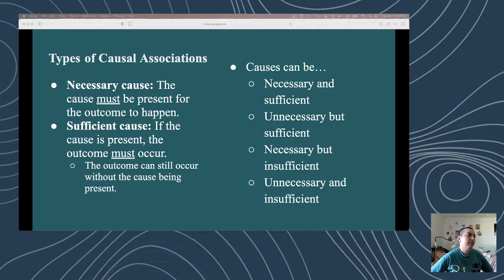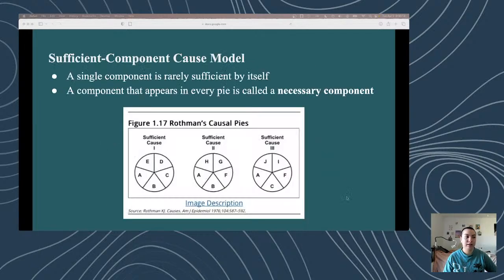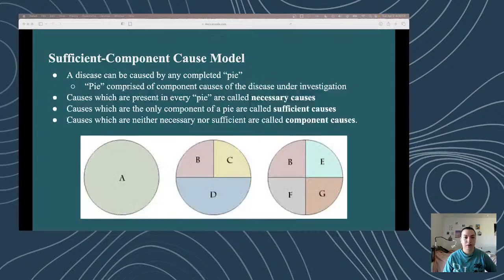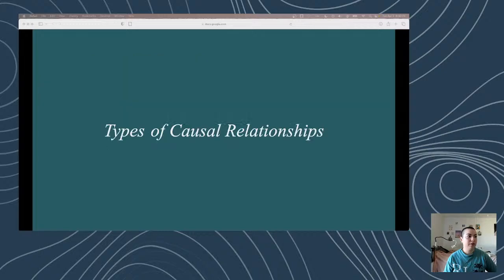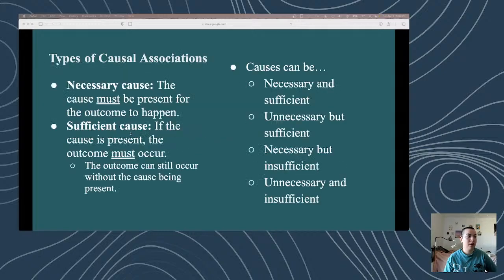And then there's sufficient causes, where if the cause is present, the outcome must occur. Sufficient can also be a collection of causes, right? Each one of these is a sufficient cause. For these people, this was a sufficient cause and this was a sufficient cause. This was not. So, with sufficient cause or causes, if those are present, the outcome must occur. And the outcome can still occur without the cause being present.